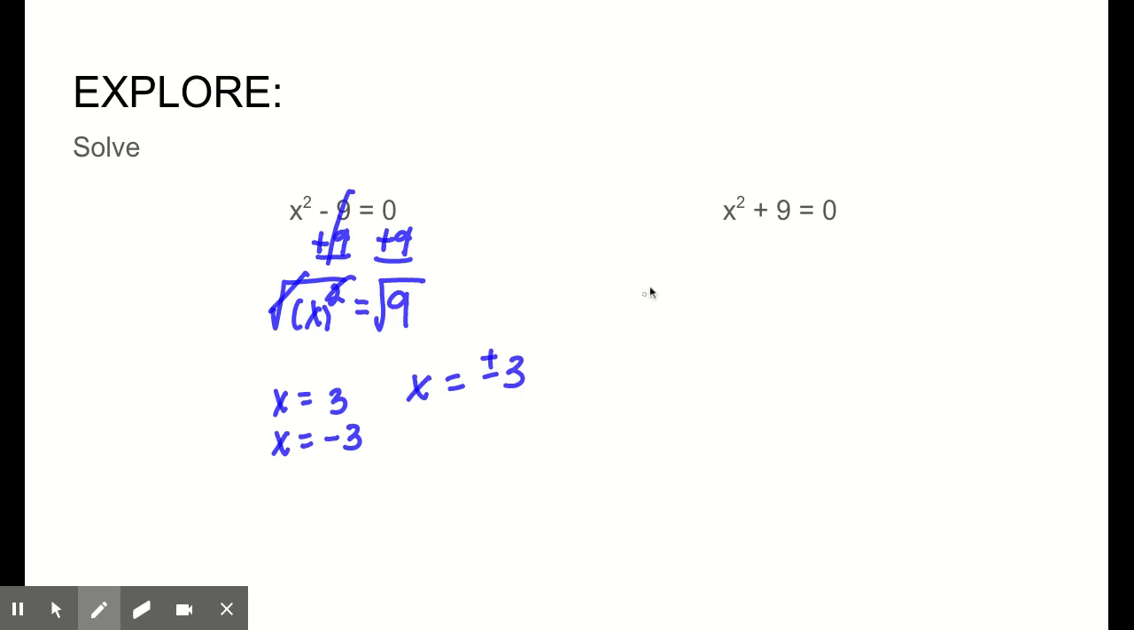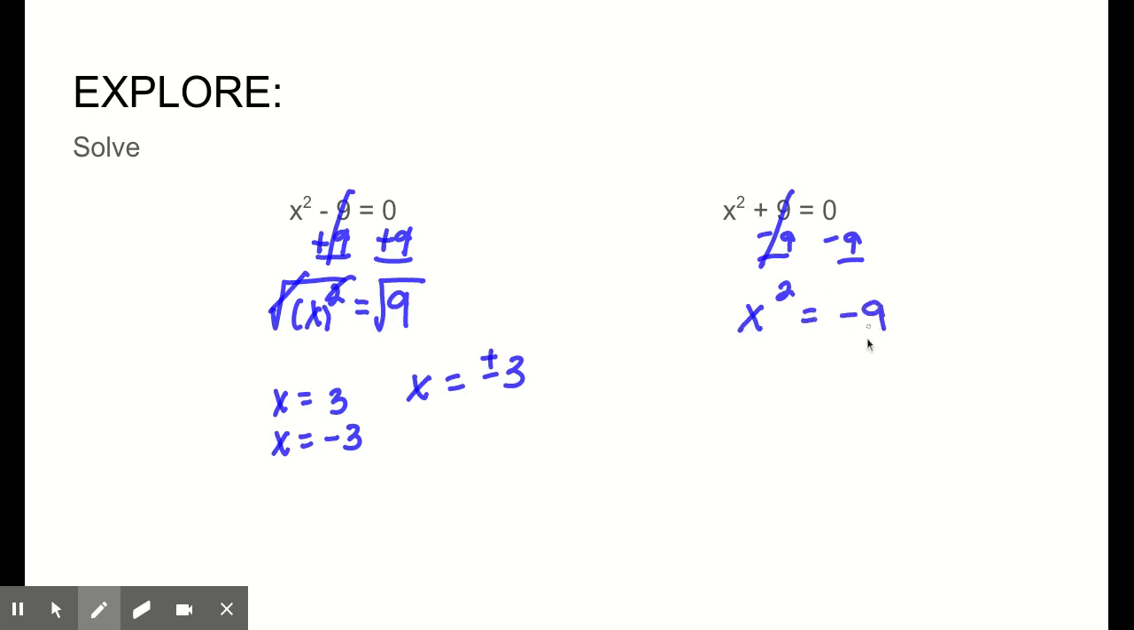Over here, we have x squared plus 9 equals 0. If we were to go through that exact same process to try to isolate the x, to solve for x, we would first subtract 9 on both sides. We use subtraction because it's the inverse of addition. So 9 minus 9 gives us 0, and that leaves us with x squared is equal to negative 9.